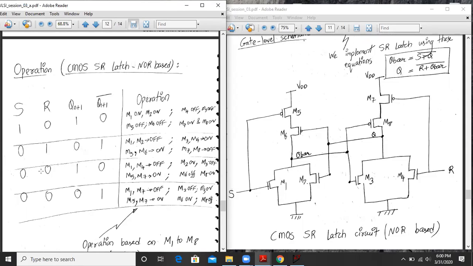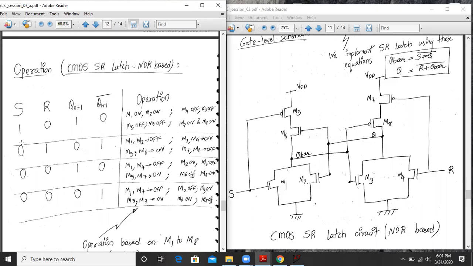So when S and R are 0, 0, you might be wondering why there are 2 cases over here. Well, Q can be 1 or 0. Hence, there are 2 cases. In the first case, I have considered the previous state as Q is 1 and Q bar is 0. And in the next case, I have considered it to be 0 and 1. So let us check the first condition over here. Let us concentrate on this and we can similarly explain the other condition.